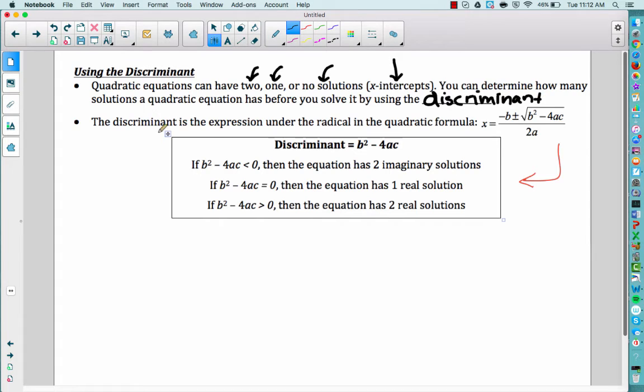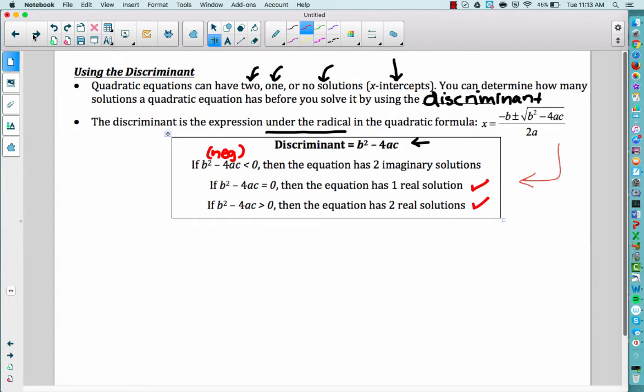Okay? The discriminant is the expression under the radical. The radical is not part of the discriminant. So the discriminant is just b squared minus 4ac. If b squared minus 4ac is less than 0, which means negative, then it will have two imaginary solutions. If b squared minus 4ac equals 0, then the equation has one real solution. And if b squared minus 4ac is greater than 0, then the equation has two real solutions.